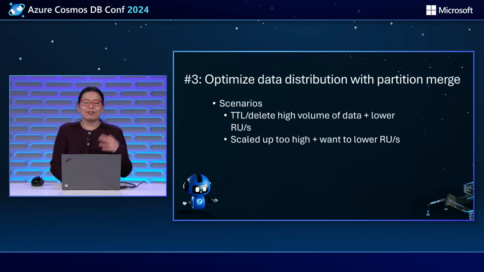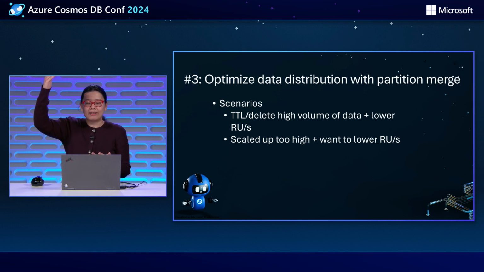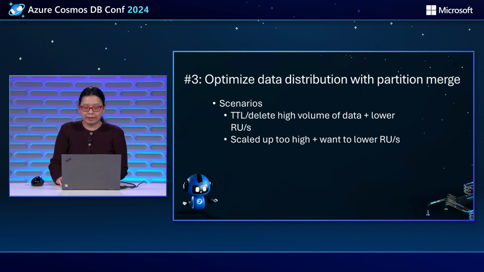Now let's move on to the third and final strategy I'd like to share with you today, which is how you can optimize your data distribution with another feature called Partition Merge. So what are the scenarios where this feature is relevant? If you as a customer have ever deleted a large volume of data from your containers, maybe you realized I don't need to store 3 years of data anymore, I just need 6 years of data in my container, or if you've ever accidentally scaled up really high, and now you want to lower your RUs because you realized you actually didn't need that many.